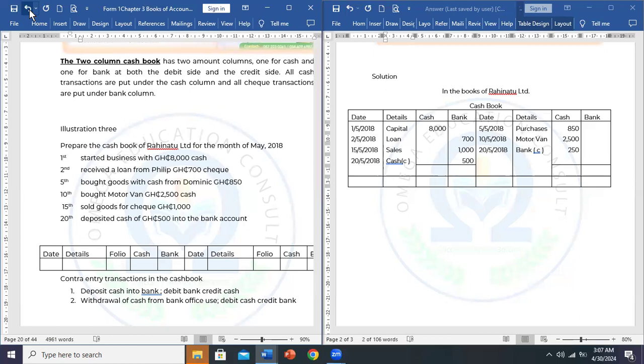Good. Now, before we move to the 3 column, I want to quickly do this for us. You remember after preparing our sales day book, purchase day book, return inwards and return outwards, we post them to the ledgers. The same thing must be done for the cash book. After preparing your cash book, you have to post to the ledgers. There have been exam questions where you have to post to the ledgers after preparing the cash book.